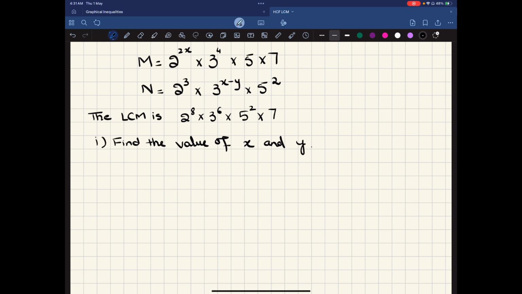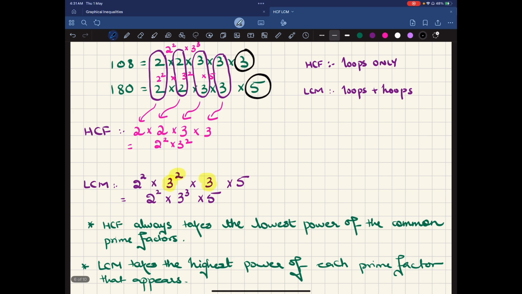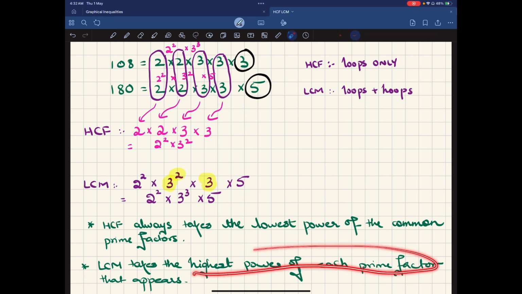Okay, so here they've given us m as a product of prime factors, but the powers of the factors are in terms of x and y. Okay, so m has been expressed as a product of its prime, n has been expressed as a product of its prime, and they've stated that the lowest common multiple of m and n is 2 raised to the power 8 into 3 raised to the power 6 into 5 raised to the power 2 into 7. Okay, so this is the LCM. And they've asked us to find the values of x and y. Okay, now what is LCM? What is the rule that we've learned? LCM is the highest power of each prime factor that appears.